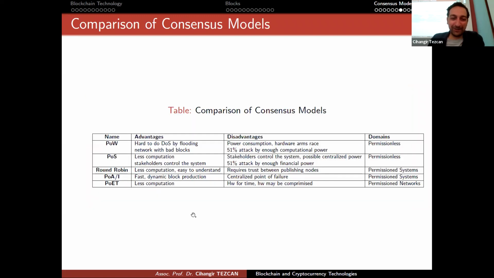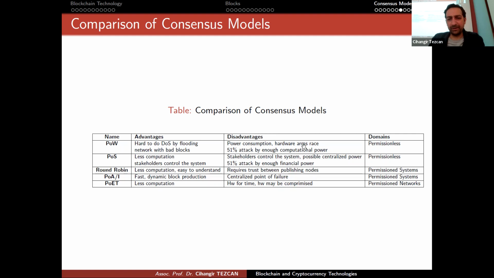So here's a small table again from NIST, which compares the consensus models and shows you advantages and disadvantages. Proof of work has advantages because it is hard to do denial of service by flooding the network with bad blocks. The disadvantage is that it consumes a lot of electricity. And when we talk about Bitcoin and Ethereum, I will show you the estimated yearly electricity consumption. But currently we don't like it.